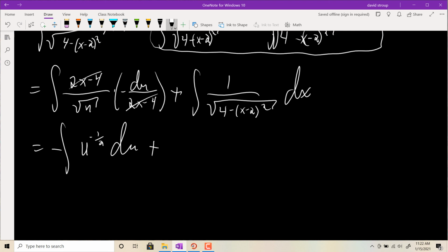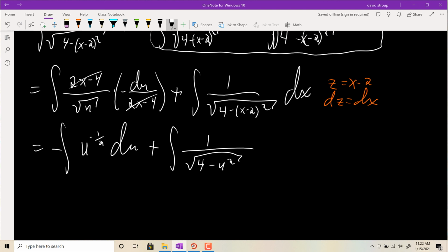On the second integral, you may want to do a u sub or some version of a u sub, a z sub. Z is x minus 2, just to make it look familiar. dz is just dx. Okay, so you put it into one of our forms. So you get 1 all over the square root of 4 minus z squared dz. Sorry, I did a z sub.